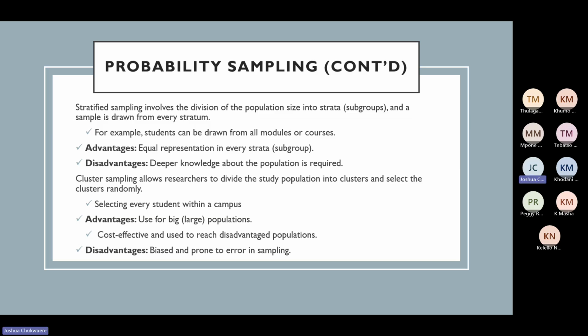Remember, in a faculty, you have different schools. In a school, you have different departments. In a department, you have different courses and modules people are doing. So you find that you're going to take from every single one. You break it down according to this cluster from the faculty down to the module. That shows that everyone will be involved in your study.